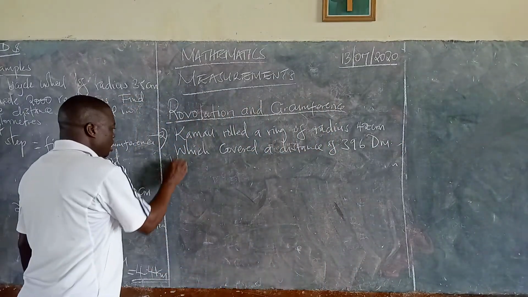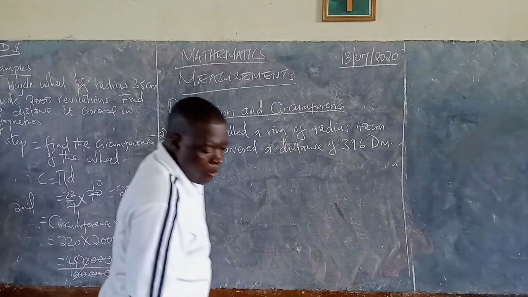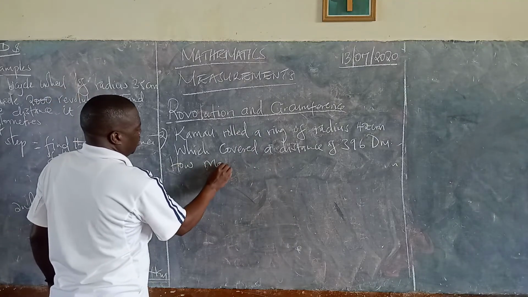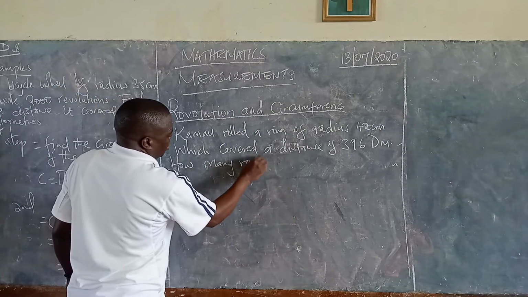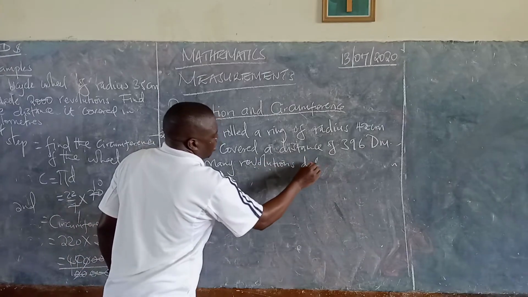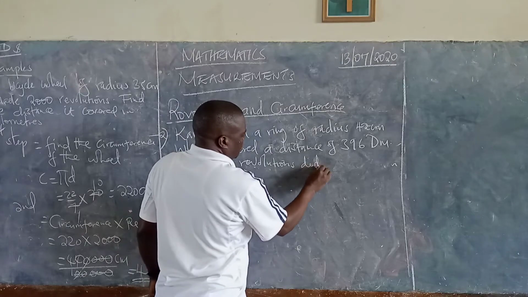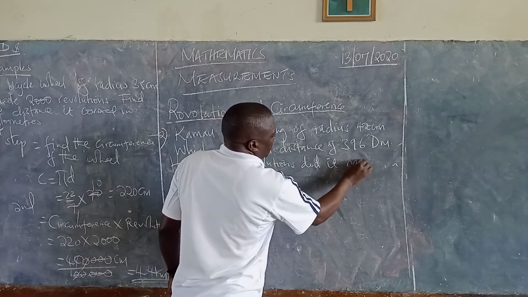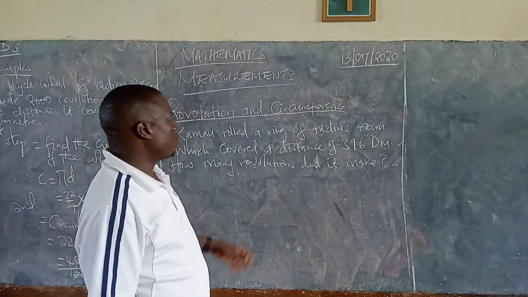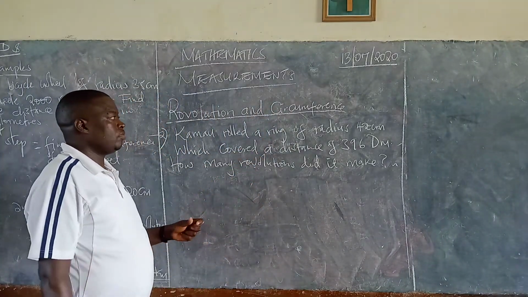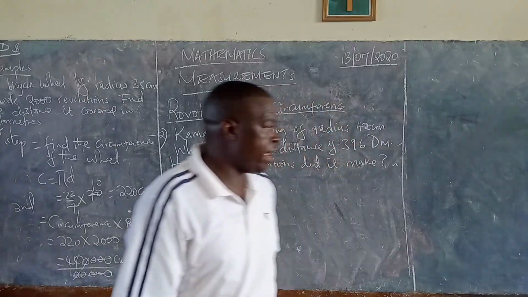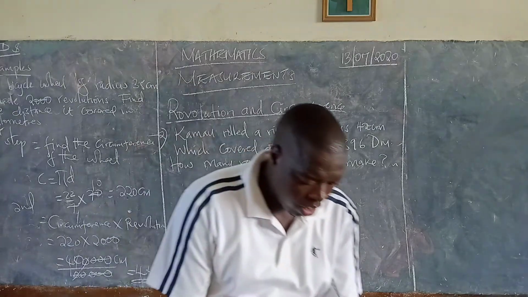So the question is, how many revolutions did it make? In this question, we have the radius of the ring, and we have the distance the wheel covered. So we want to find the number of revolutions.